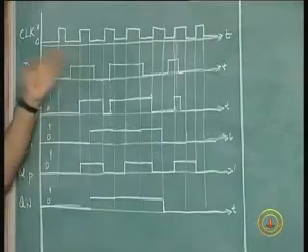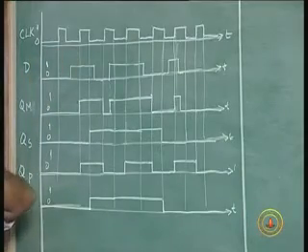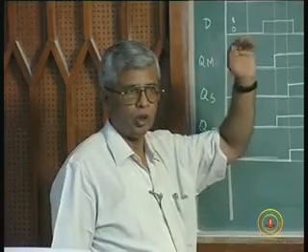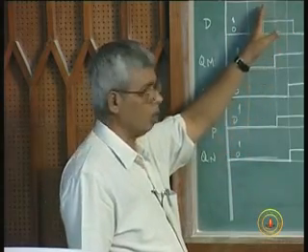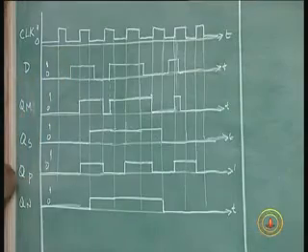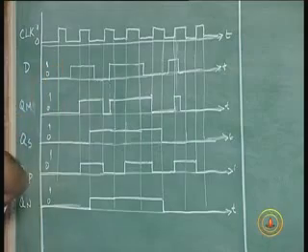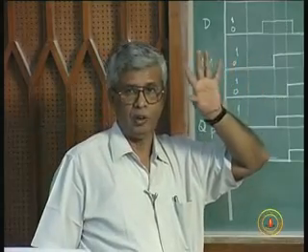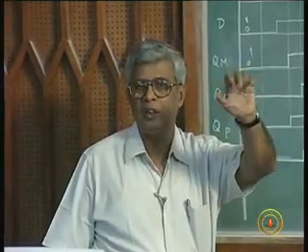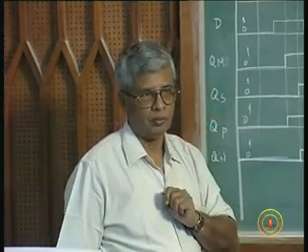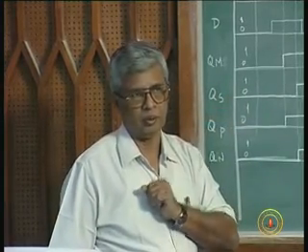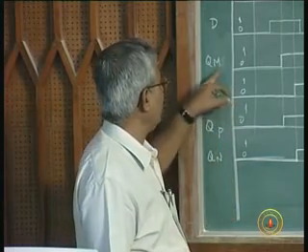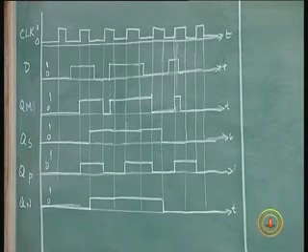I have assumed an arbitrary clock. My only requirement is it has to go from 0 to 1 back to 0, back to 1, back to 0, back to 1. So an arbitrary clock, and I am assuming that this clock is applied to D flip-flops with different triggering mechanisms: level triggered, edge triggered, positive edge triggered, negative edge triggered. So first I am applying it to the master slave flip-flop.